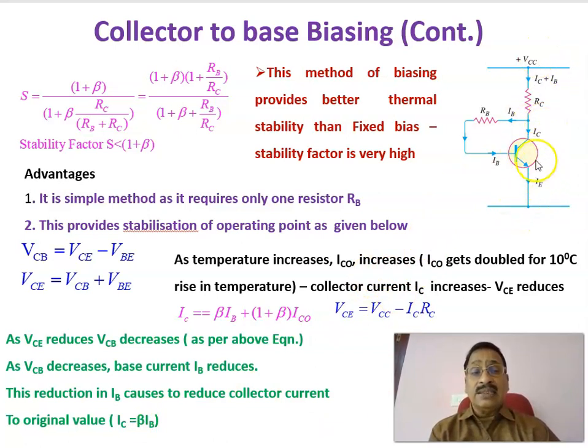Because of the reduction in VCE, there's a reduction in collector to base voltage, then IB reduces, then IC again reduces. That is the way there is a tendency to increase IC automatically because of the reduction in IB. IC is coming to the original value. That is what's called the stabilization. That is done in the collector to base biasing.